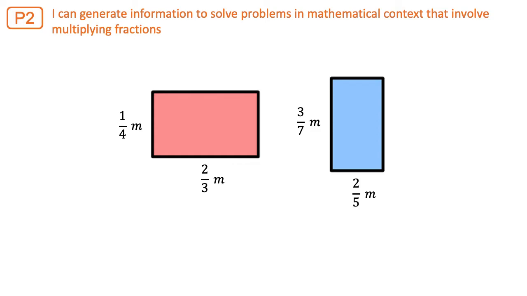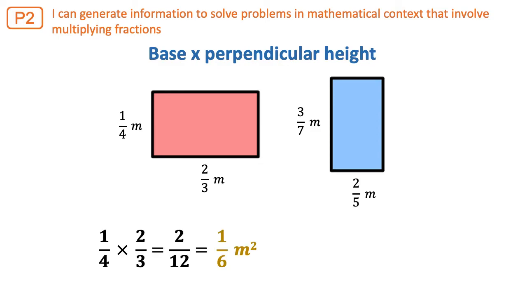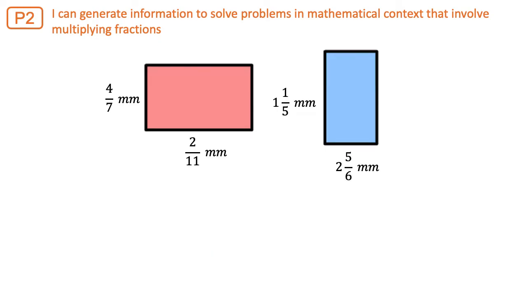We would use the same formula, base times the perpendicular height. So the area of these shapes would equal 1/4 times 2/3, which is equal to 2 out of 12, which simplifies to 1/6 meters squared. And for the second one, 3/7 multiplied by 2/5, which equals 6 out of 35 meters squared. Pause and have a go at these questions.